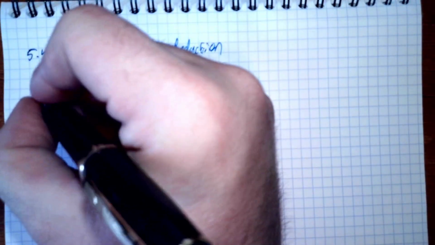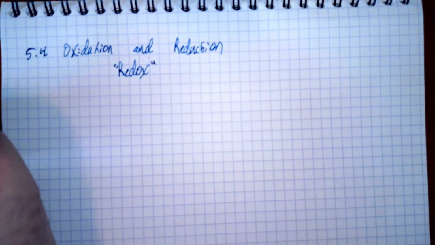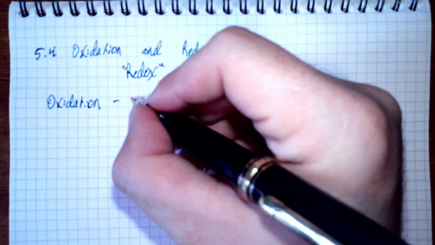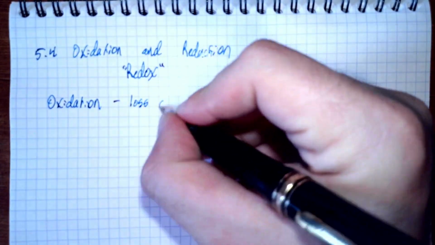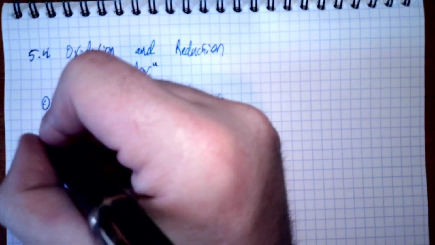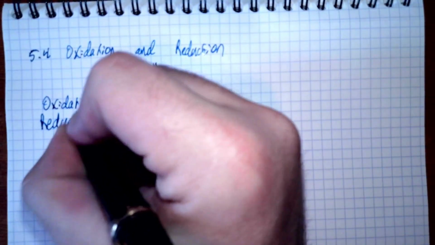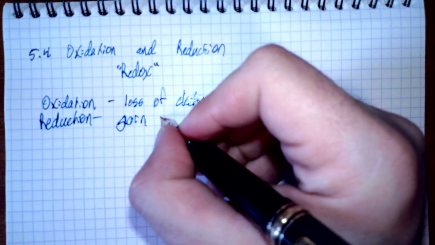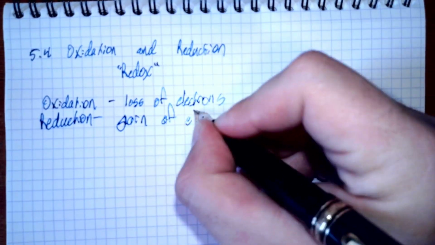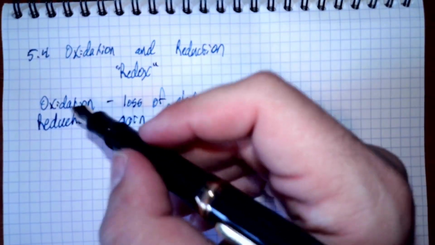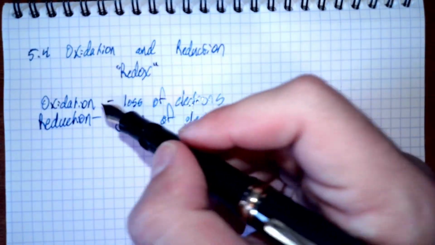Now, redox reactions basically deal with movement of electrons. So, when we talk about an oxidation reaction, it means a loss of electrons. And a reduction reaction is a gain of electrons, right?